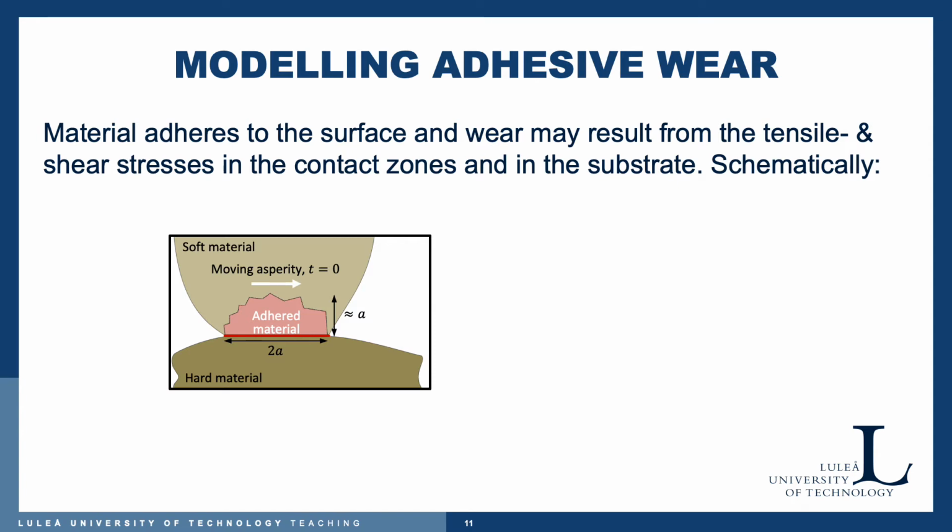Let us look into the modeling of this adhesive wear type of mechanism. One way of viewing it is that material adheres to the surface, and then wear may result from tensile and shear stresses within the contact zone and in the substrate. You have a schematic picture of this here, showing an asperity made out of soft material, and it's moving, and we have this adhered material in pink.